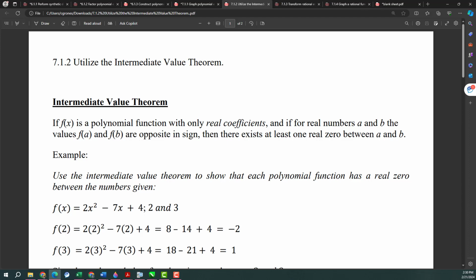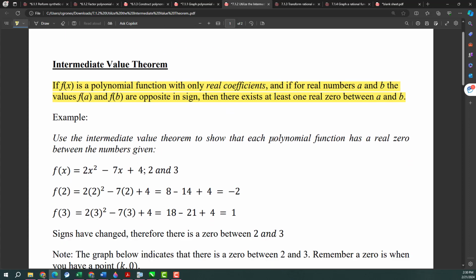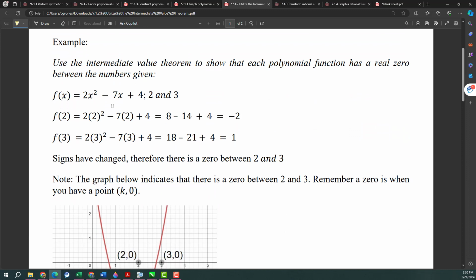we are looking at the intermediate value theorem. It says if f of x is a polynomial function with only real coefficients, and if for real numbers a and b, the values of f of a and f of b are opposite in sign, then there exists at least one real zero between a and b. So a lot of stuff going on in this theorem. If you look at the example below, it does explain the theorem.